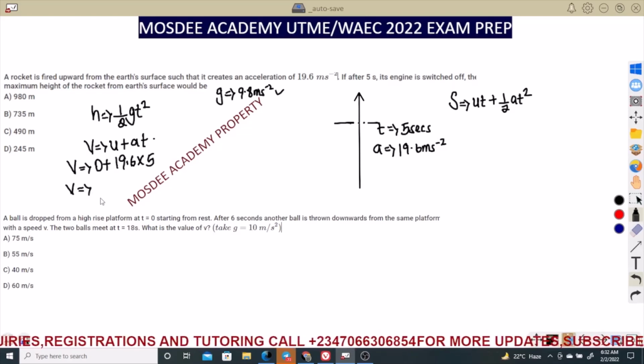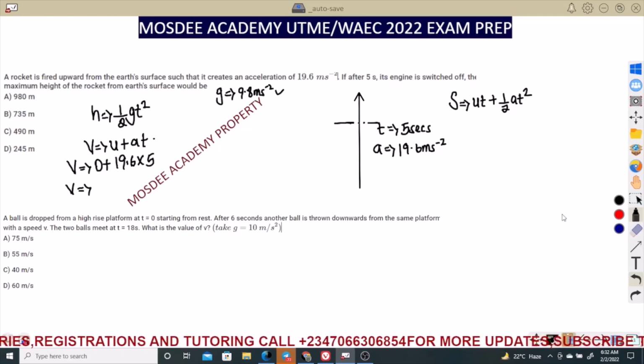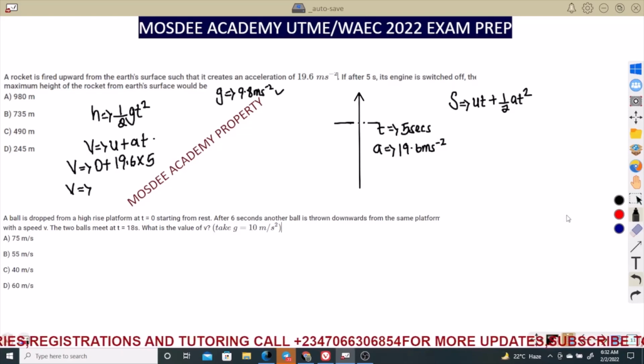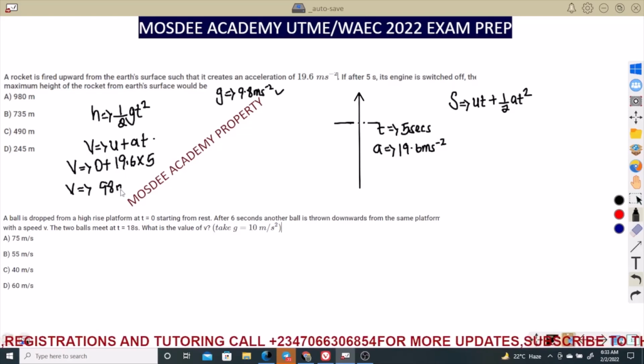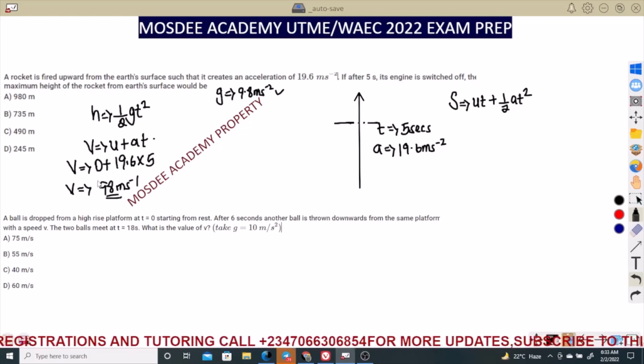I think we can do that. We can use our calculator, which is available on our computer. But because of time, maybe I can just do that in my head. This should be 98. I'm not sure if I'm right. 19.6 times 5 should be 98 meters per second. You can verify that. So the velocity the body has attained at this time was 98 meters per second.